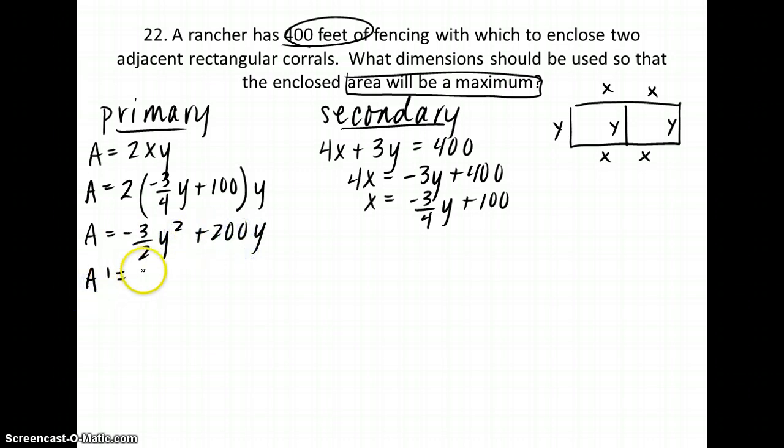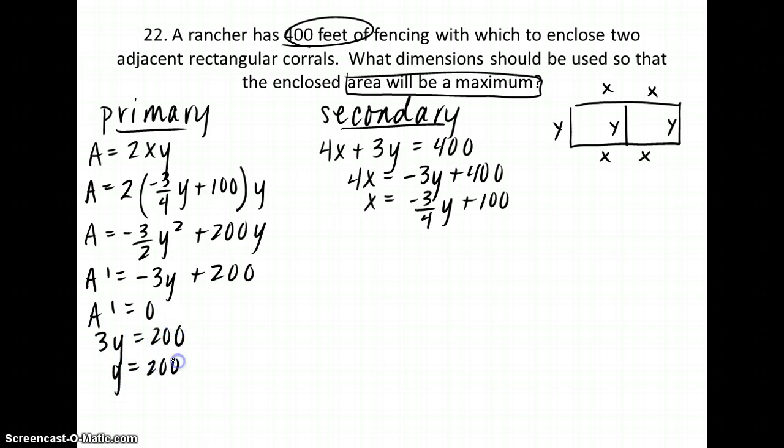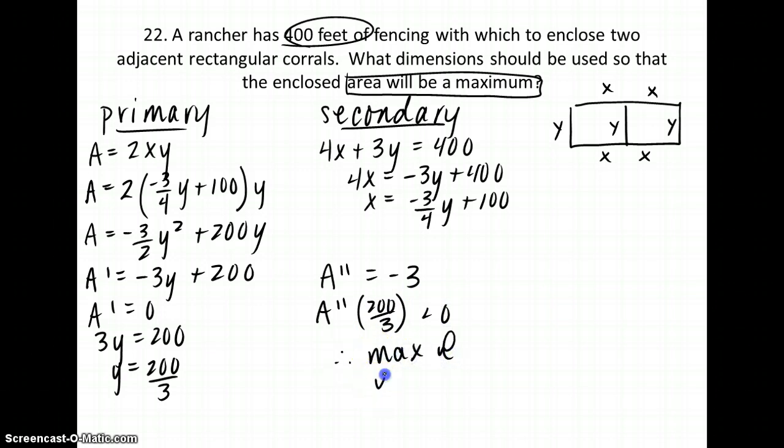Finding the derivative. Setting the derivative to 0. I know it doesn't seem like a usable number, but it is a number nonetheless. So 200 thirds. Now finding the second derivative, very simple second derivative. The second derivative at any value is negative. Therefore, the maximum occurs at the given critical number.